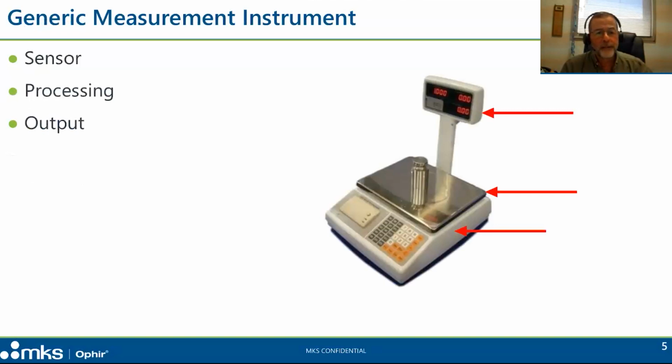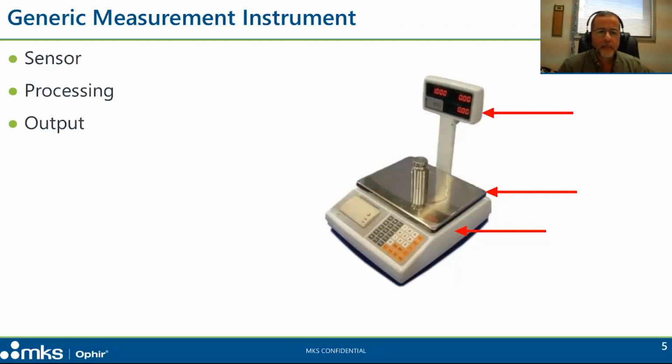A very generic measurement instrument has the sensor, which directly receives the parameter that we're trying to measure. There's some kind of processing that we do to that, and then there's an output. The input parameter might be weight, it might be speed, it might be laser beam power. It gets converted by the sensor into a usable, processable signal. Generally, we mean an electronic signal that gets processed and turned into an output.